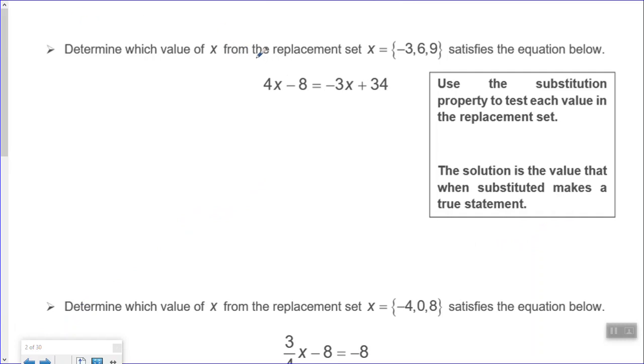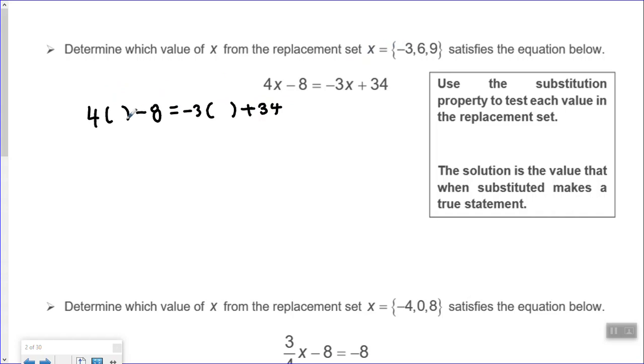Determine which value of x from the replacement set x equals -3, 6, 9 satisfies the equation below. Use the substitution property: we are going to substitute to test each value in the replacement set. The solution is the value that, when substituted, makes a true statement. So you have to try 3 times. I'm going to use parentheses for all the variables: -4 times x minus 8 equals -3 times x plus 34. Remember, you have to put parentheses, and when you use your calculator, make sure you put parentheses.